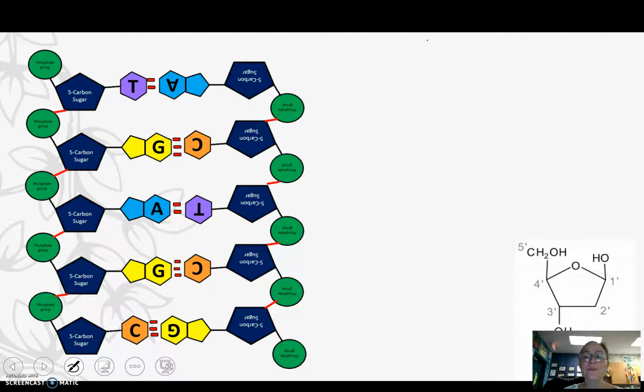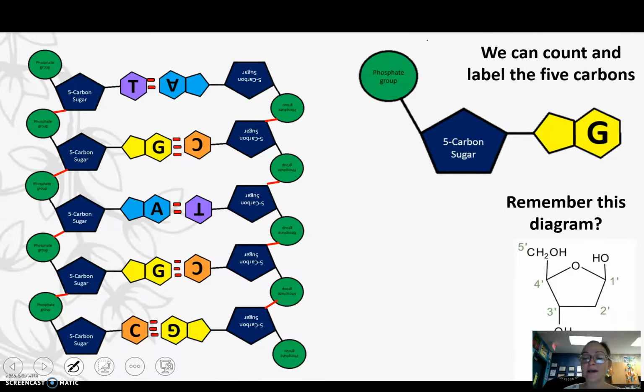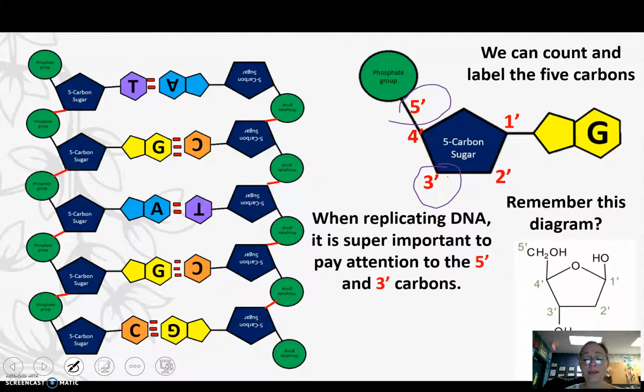Okay, so now when we look at our 5-carbon sugar, it's important to number the carbons. And so when we look at this, we actually have specific places, like that's the 1, 2, 3, 4, and 5. So we call this the 3' and 5'. Those are going to be the ones that we are most interested in when talking about DNA and how it replicates. These are super important. We always need to pay attention to where's the 5' and where's the 3'. And so these are our ones that we are going to focus on.